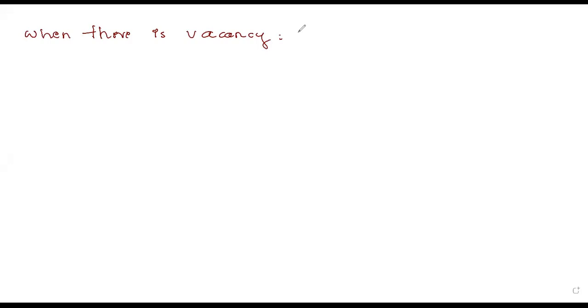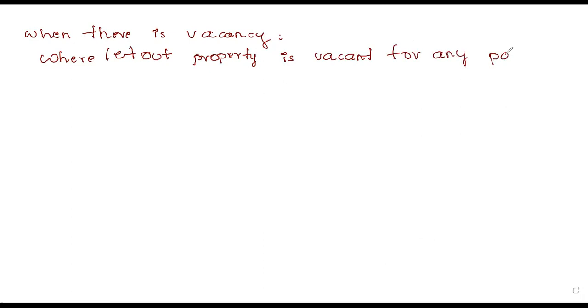We'll just see that when the let out property is vacant for the part. So tick down where the let out property is vacant for any part of the previous year. So where the let out property will be vacant during the previous year, on that time we do this calculation.